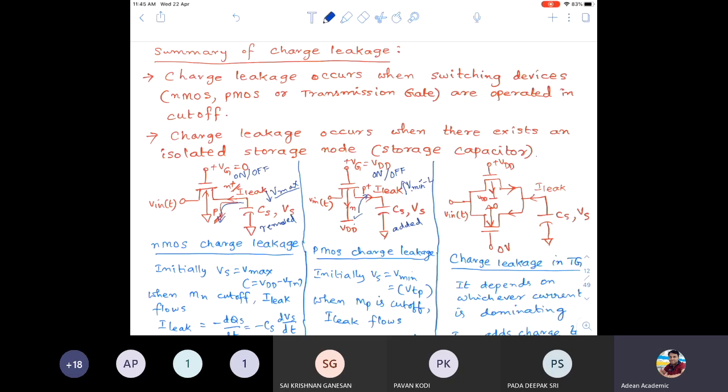V maximum is actually high. When it is decreasing, it is becoming low. High, low means logic levels. Initially, it was high when the transistor is on. Then it becomes low when the transistor is off.